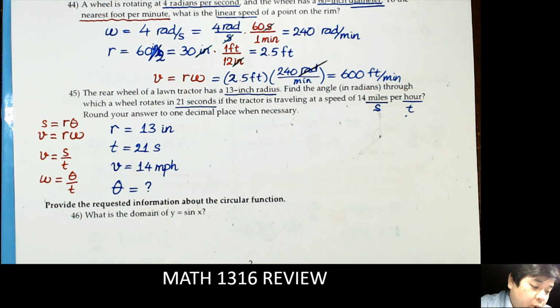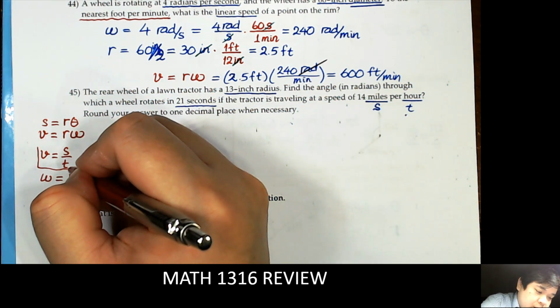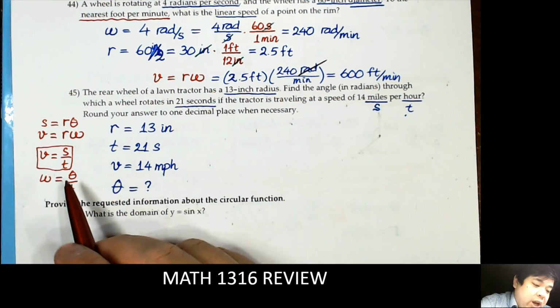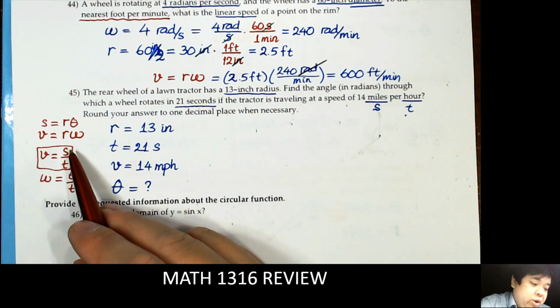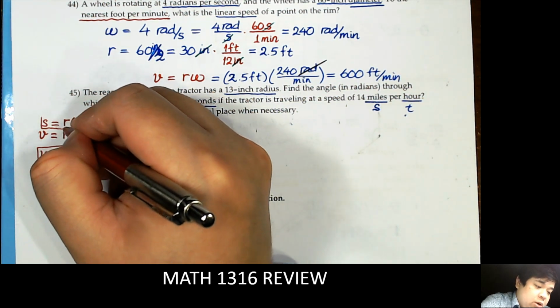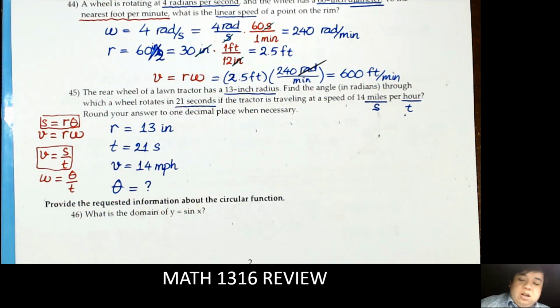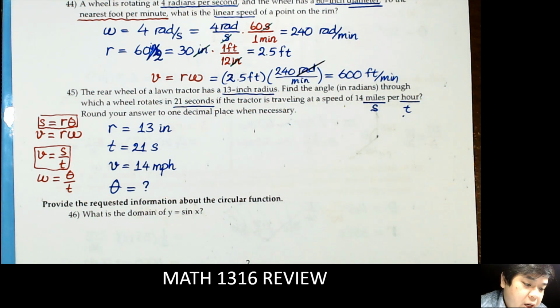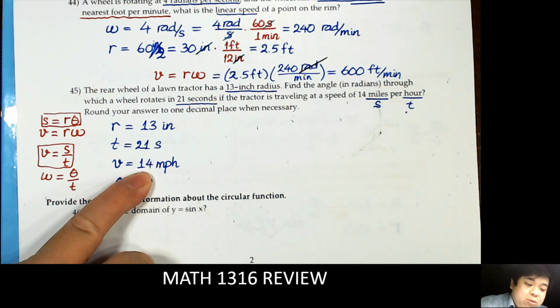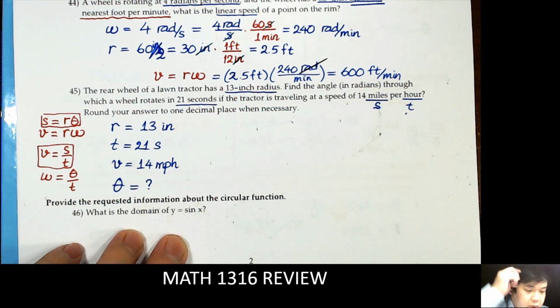First, I'm going to use this one. We have the time, we have the velocity, we can find the arc length. And once we have the arc length, knowing the radius, we can find the theta. The only problem here is there are a bunch of different units. So first, 14 miles per hour, we have to convert that into inches per second.